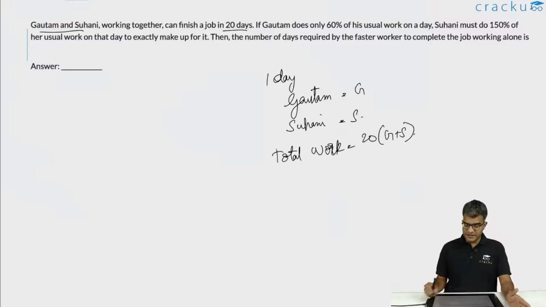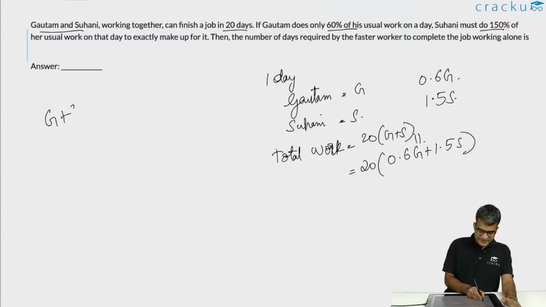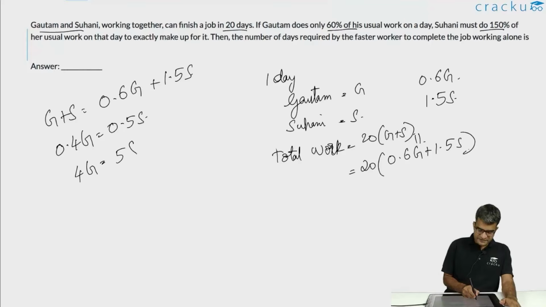Now, if Gautam is working only 60%, the amount of work he will do is 0.6 G. Suhani must do 150% of a usual work. So Suhani must do 1.5 S to make up for it. So again, the total work will be done in 20 days. This would imply that this is also equal to 20 times 0.6 G plus 1.5 S. Both of them have to be the same. This would imply that G plus S will be equal to 0.6 G plus 1.5 S, or 0.4 G is equal to 0.5 S, or the value of 4 G is equal to 5 S.